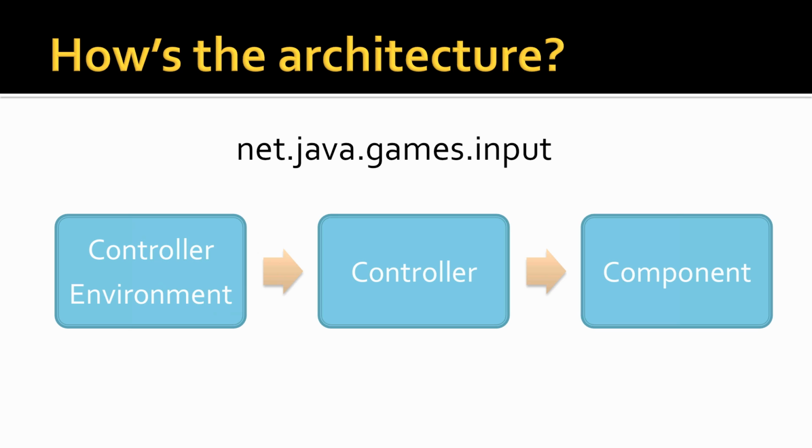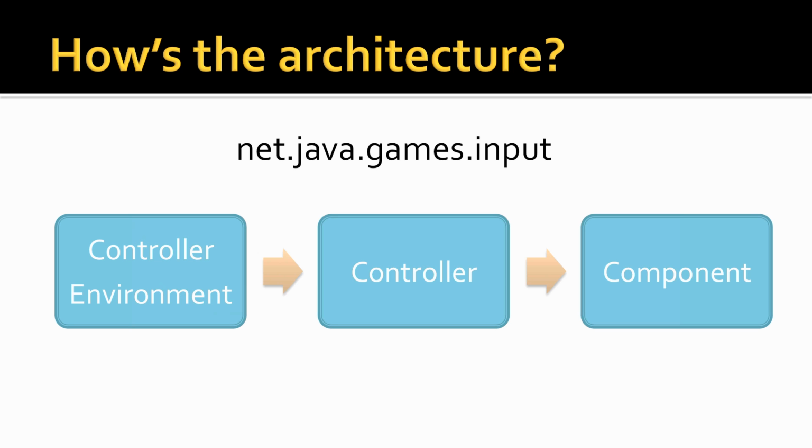What is the architecture like? How are the classes? How are you supposed to use JInput? There are actually several ways in which you can go about this, but this was the simplest approach, I thought. So you start with the controller environment, and you get that by calling ControllerEnvironment.getDefaultEnvironment(), just that. Now you can use that controller environment to get controllers.